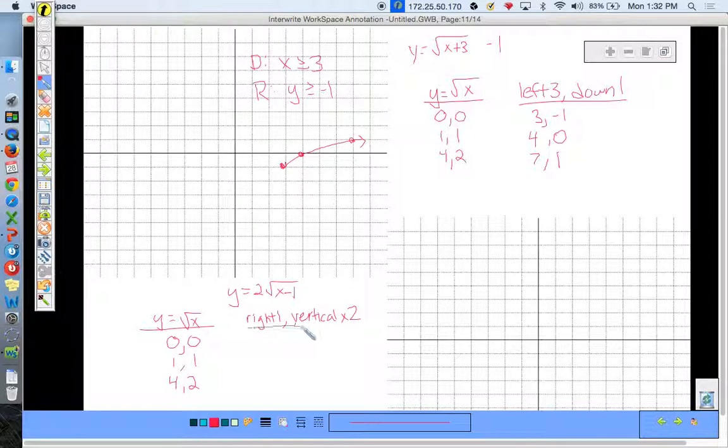times 2. So to the right 1, 0 stays the same. To the right 1, 2. Vertical times 2 becomes 2. To the right 1 becomes 5. Vertical times 2 would be 4. So we have 1, 0, 2, 2, and 5, 4. So we can see how this one's a vertical expansion. It's getting higher faster. So the domain on this one, let's see, x starts at 1, so greater than or equal to 1. And our range here, it just starts at 0, so y is greater than or equal to 0.